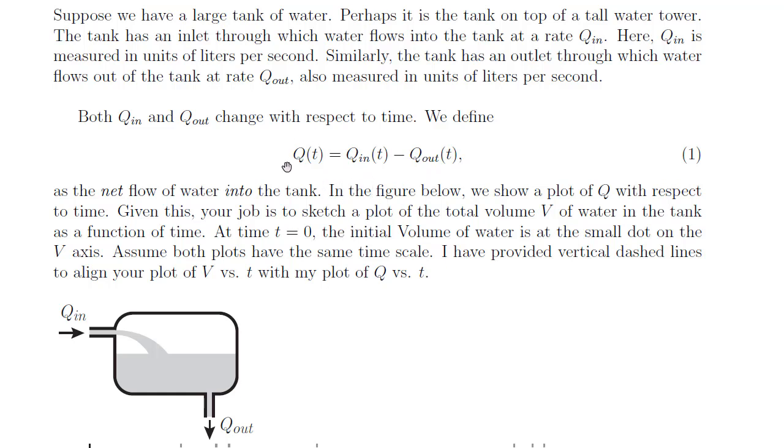So when Q is positive, I have more going in than going out, right? When Q is negative, then I have more flow going out than coming in. So the net flow into the tank would be negative in that case.